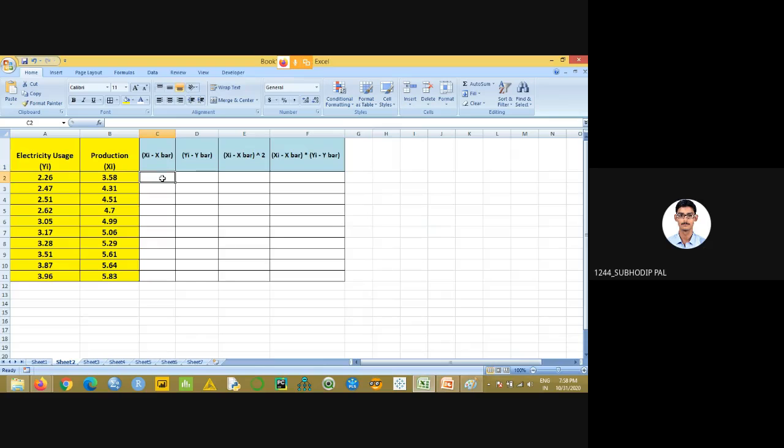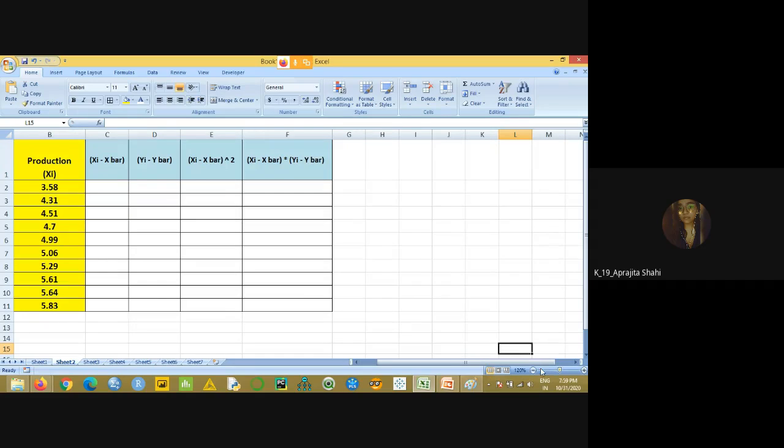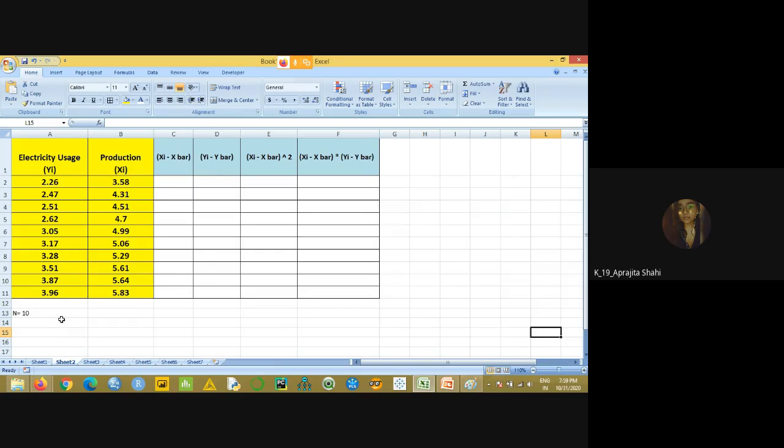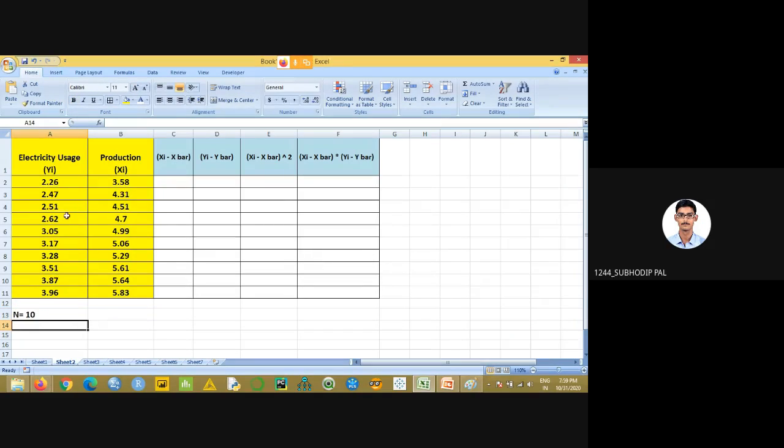Okay. First you have to find x bar and y bar. Correct? How many observations are here? N is equal to 10, right? Is it visible to everyone? Increase the font size a bit. I guess that would be visible. N is 10 here. So y bar will be how much?